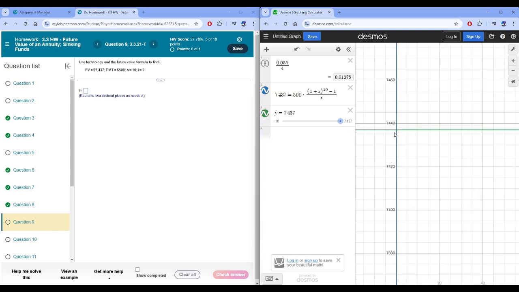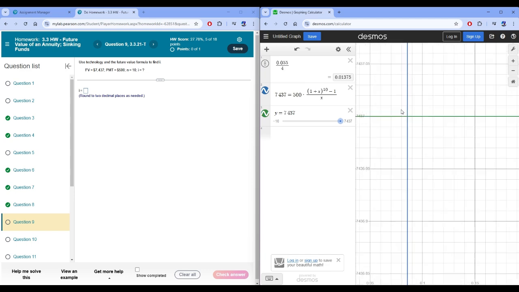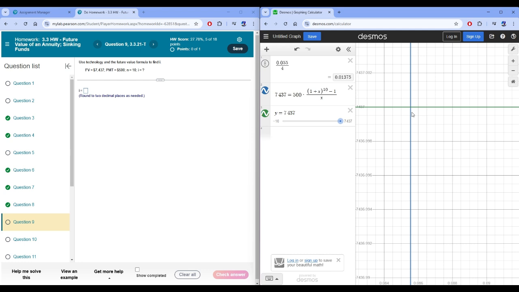Let's see. I'm looking for a decimal, a very, very small point. How many decimals do I need? Round to 2 decimal places. So what is that intersection? 0.09.